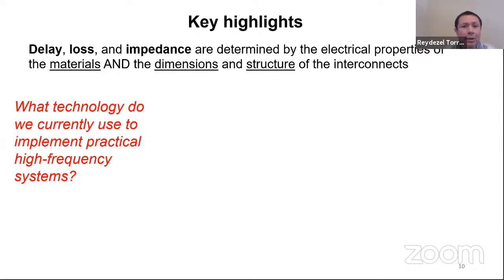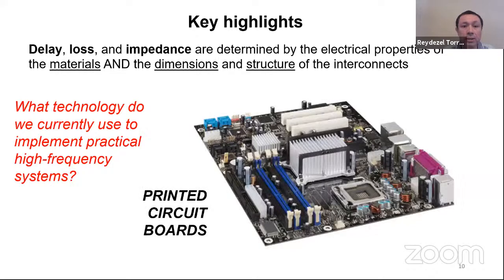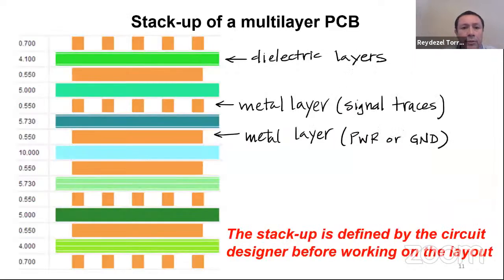The question now is, what technology are we currently using for implementing high frequency circuits today? Well, it's PCB technology. Our phones, our computers, they all use printed circuit boards, even though they are working at gigahertz frequencies. So we will have to be careful when designing these PCBs. And that's what we're going to see hereafter.